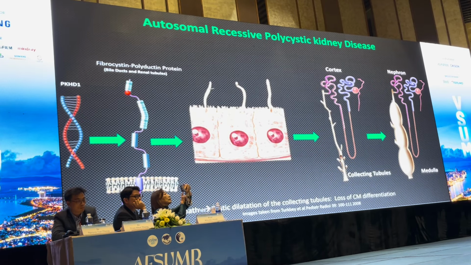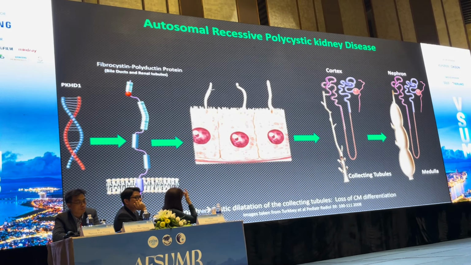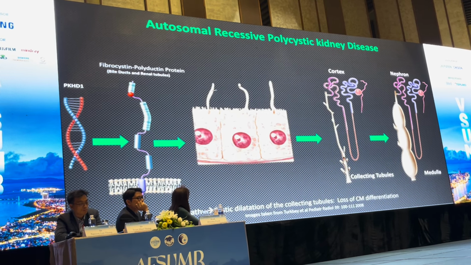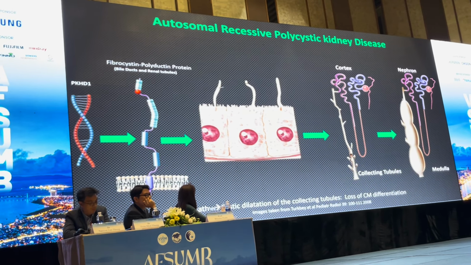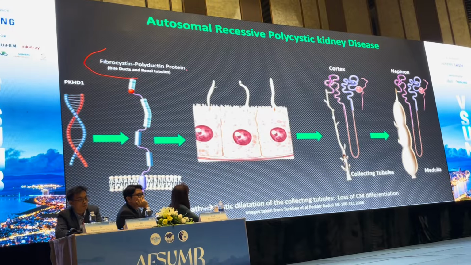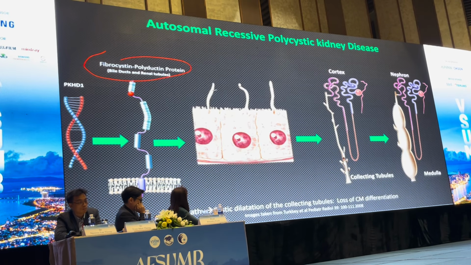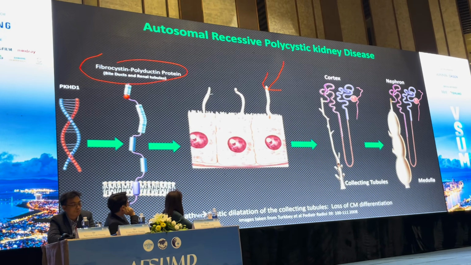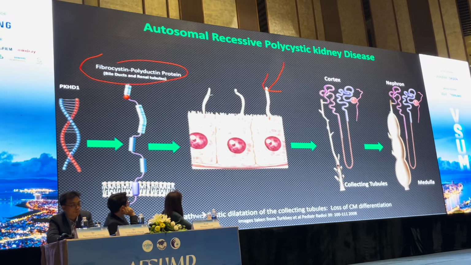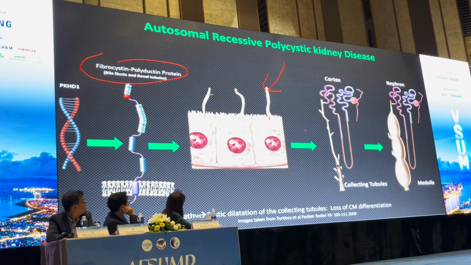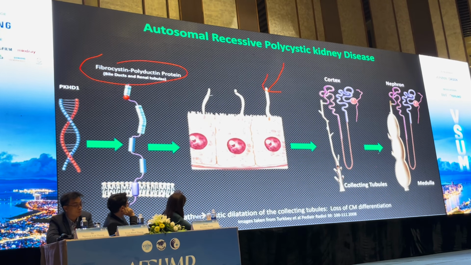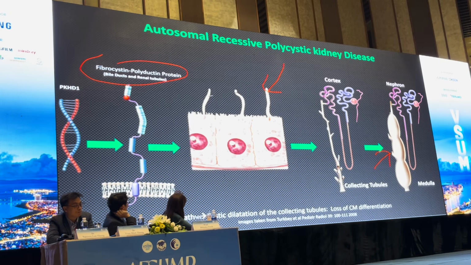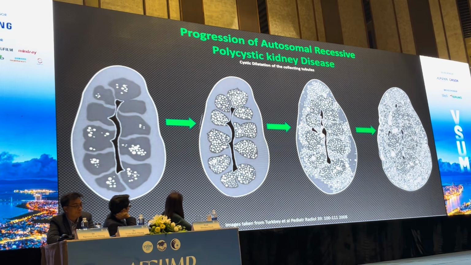They are an example of the ciliopathies, and I will talk about the ciliopathies, but this is one of the most common ciliopathies. So you have a gene mutation resulting in malformation of the fibrocystin, polyductin protein, and the key function of that protein is to drive the operation of the cilia in the collecting ducts. What happens is you get a gene mutation, malformation of the protein, and cystic dilatation of the collecting ducts in autosomal recessive polycystic kidney disease.